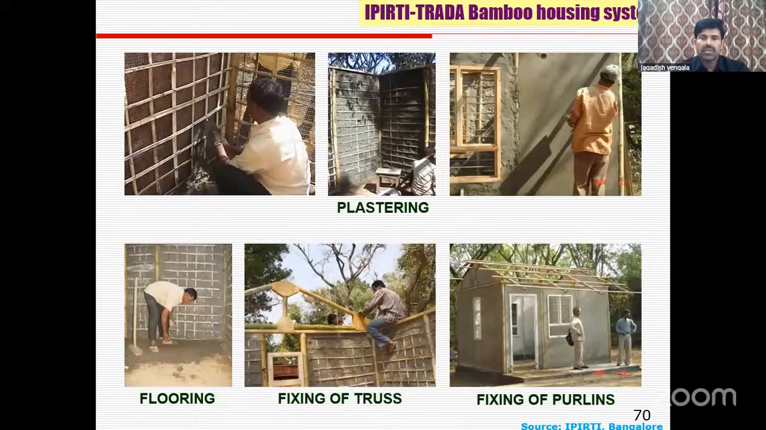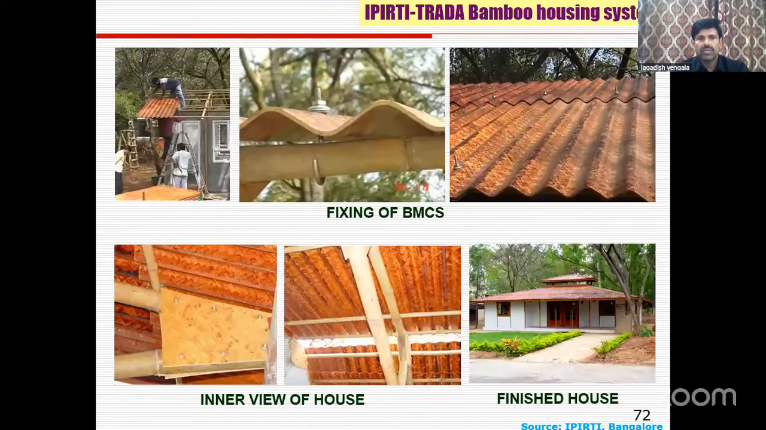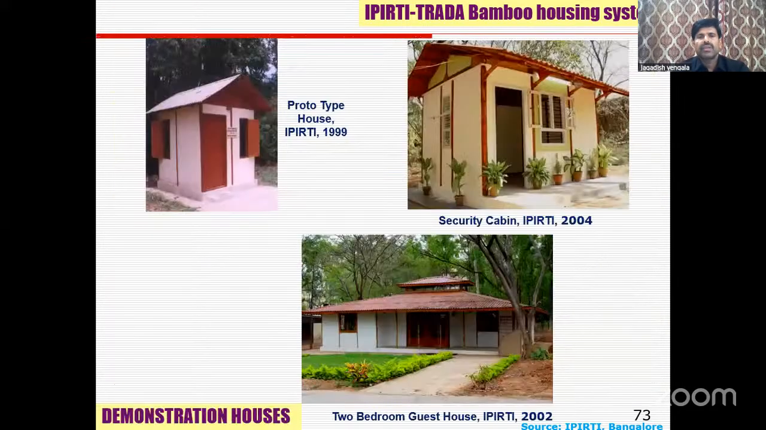Maybe other speakers might also have handled this. Treatment, as I mentioned, dip diffusion and the internodal injection method are commonly used. Hot and cold treatment for the column, fixing of BMCS, and then the finish. This house was done by CGBMT earlier. Madam was involved, I think, in her initial projects, which were done at Liberty. So these are some of the houses at Liberty from long back.